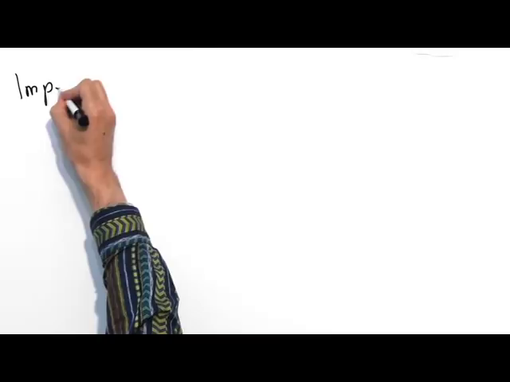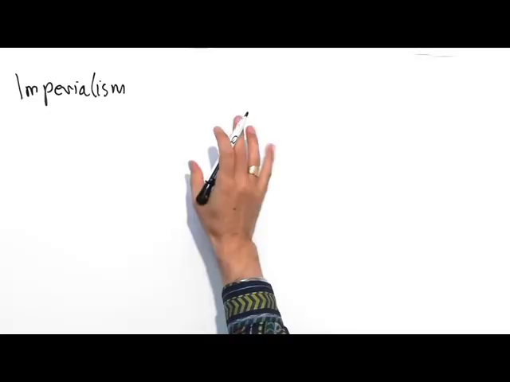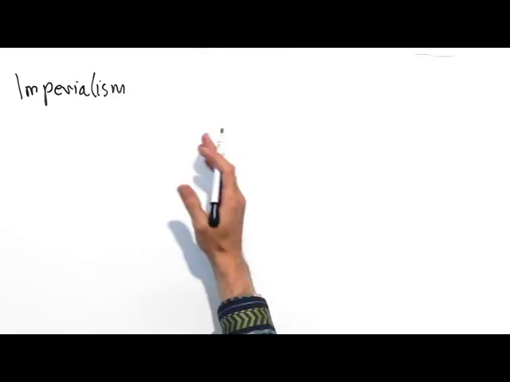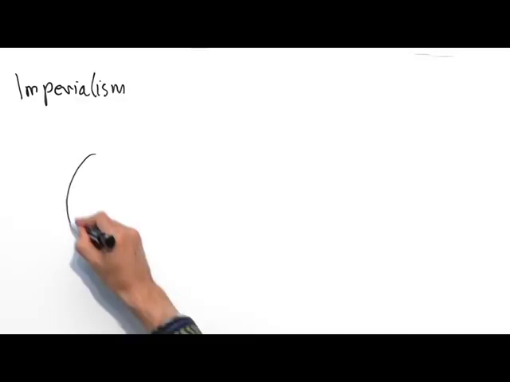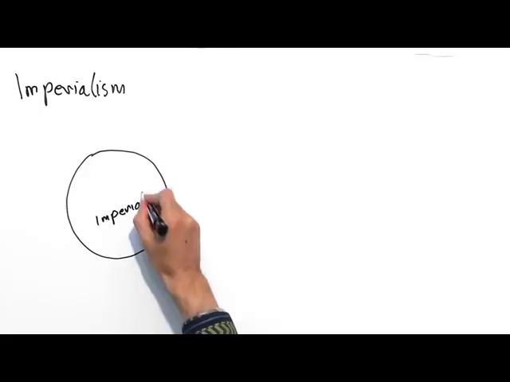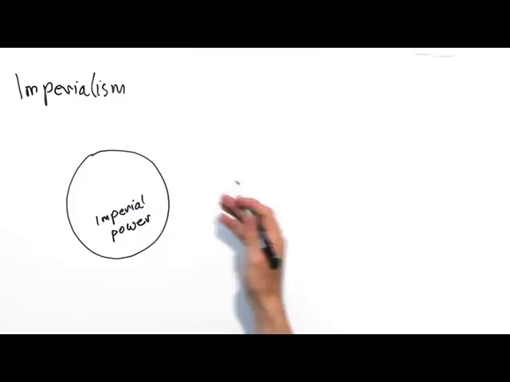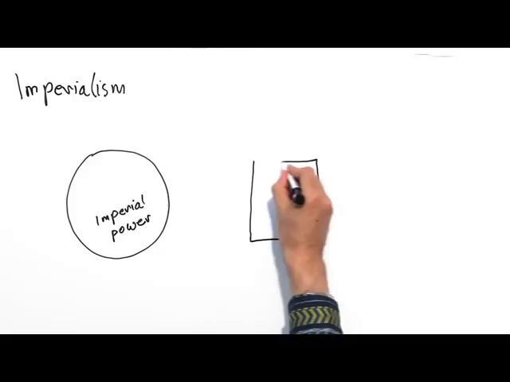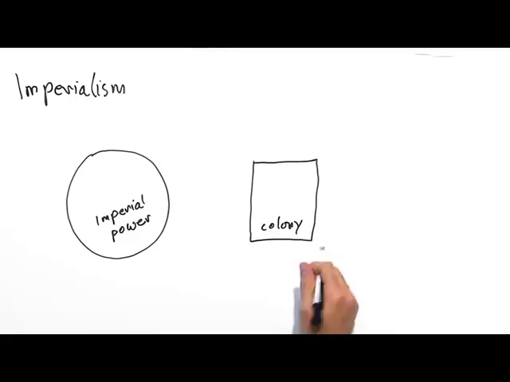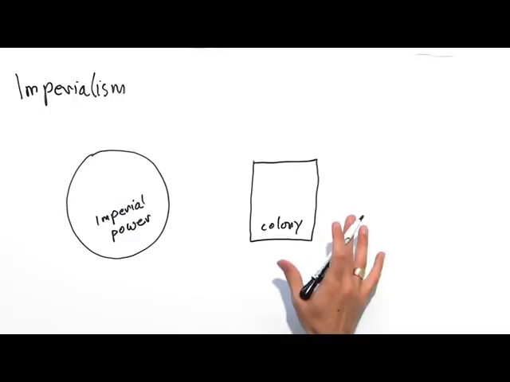Imperialism. Now, there's many dictionary definitions of imperialism, and you can use any one you like, but for our purposes here, we're going to call imperialism an extension by one country of its authority over another territory. So let me draw an imperial power here. So this is our imperial power. And this imperial power is extending its authority or its control over another territory, which we will call a colony.